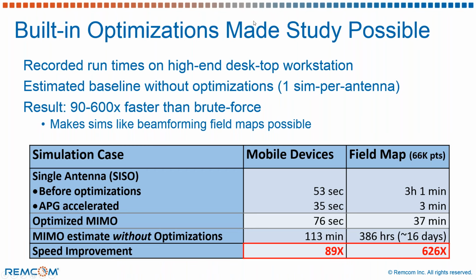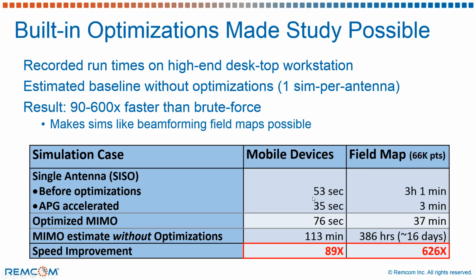Now, another thing that we discussed was the built-in optimizations. As we mentioned earlier, these optimizations made this study possible because we were able to do the large field maps that we showed that allowed us to show beamforming in action. We ran some simulations and recorded them on a high-end desktop workstation, and we recorded the runtimes that we got in our simulations and compared them to what we would have gotten if we had taken our baseline simulation and had to run it 128 times, once for each transmitting antenna element.